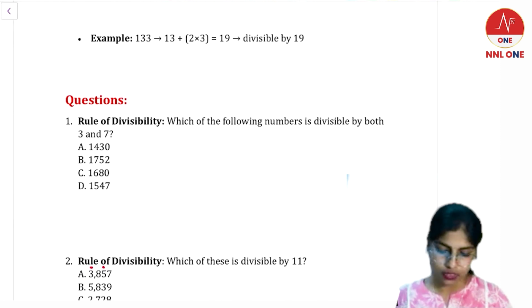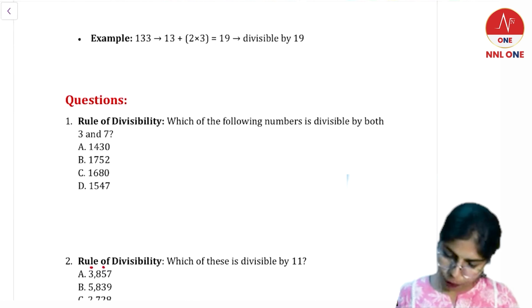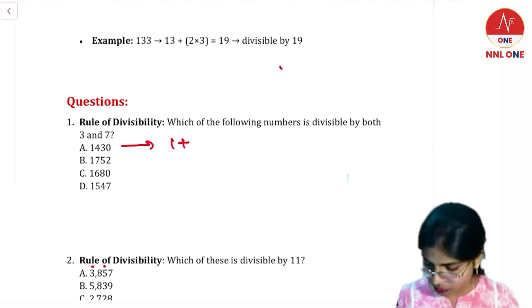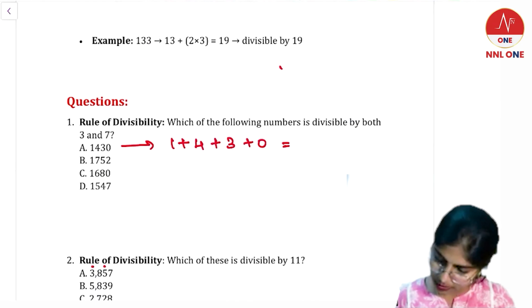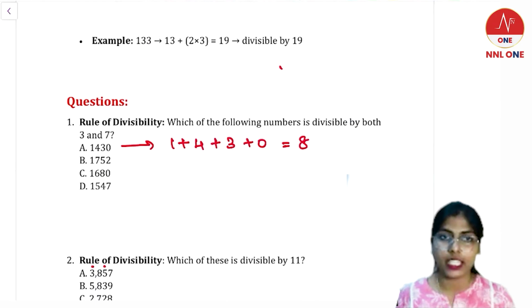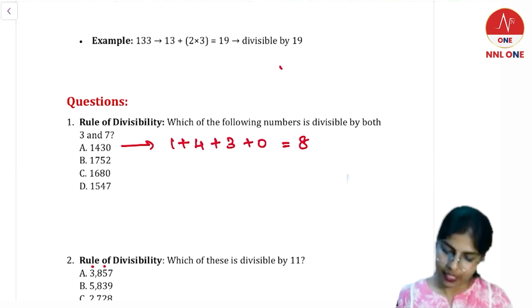Okay, now we'll go with the sums. 1430. Sum of 1 plus 4 plus 3 plus 0. What is the answer? 1 plus 4 is 5, 5 plus 3 is 8. 8 is not divisible by 3. So it is going to be definitely not divisible by 7 as well. Next.